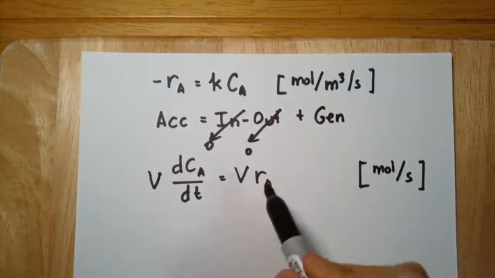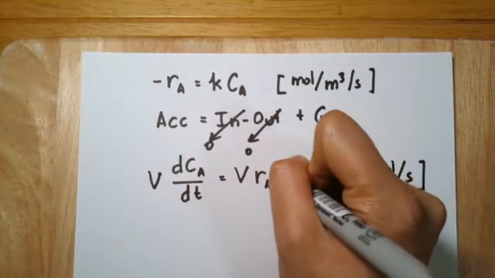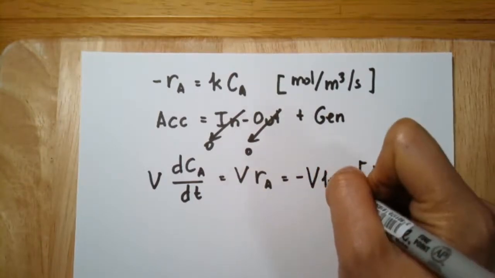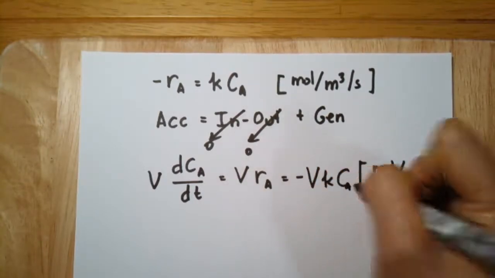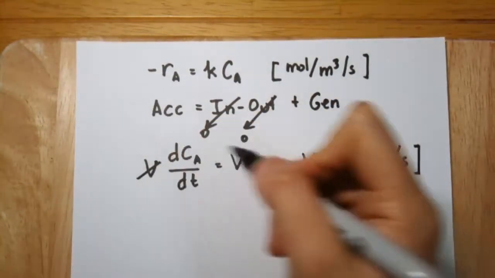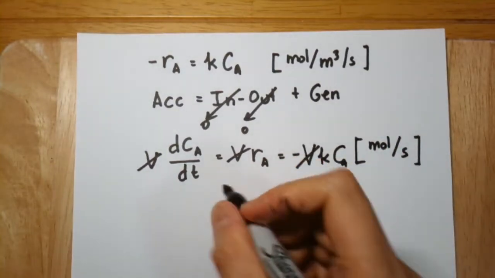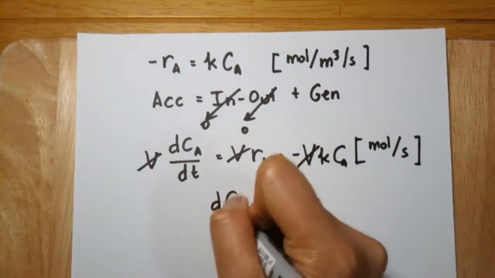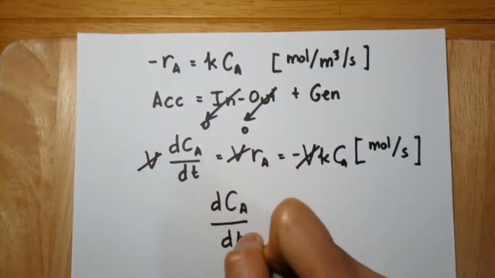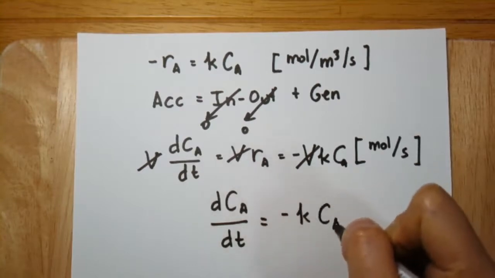Okay, and then RA is given by this, so I can write this as negative V k CA. So we can cancel the V's, and our model becomes dCA/dt equal to negative k CA.